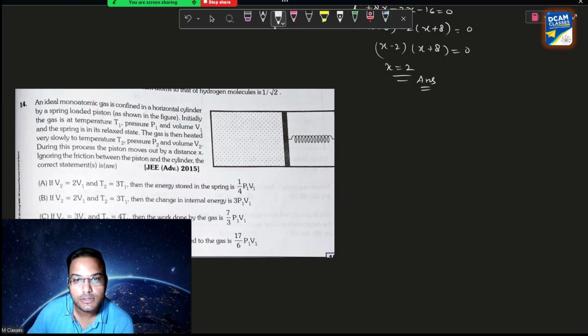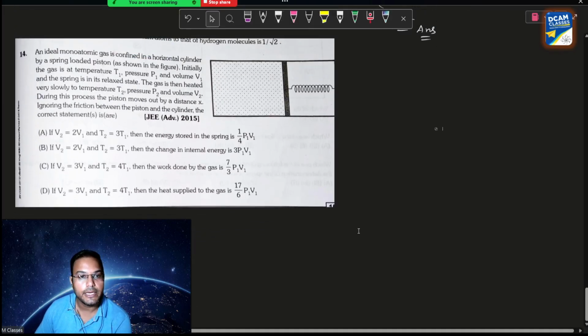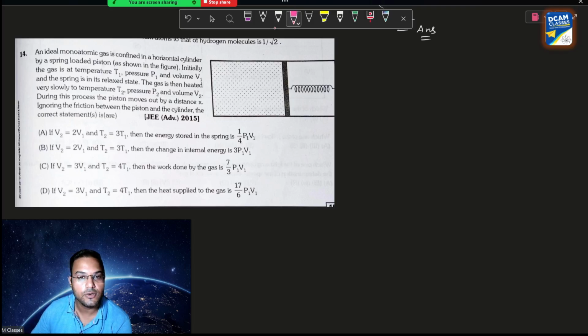What is this question? An ideal monatomic gas is confined in a horizontal cylinder with a spring load. Initially, the gas pressure, temperature, and volume are given as P1, V1, and T1. The spring was initially relaxed. The gas is then heated very slowly to the temperature T2. Volume changes from V1 to V2 and pressure to P2. The piston moved out by a distance x. Ignoring the piston, which is the correct statement?